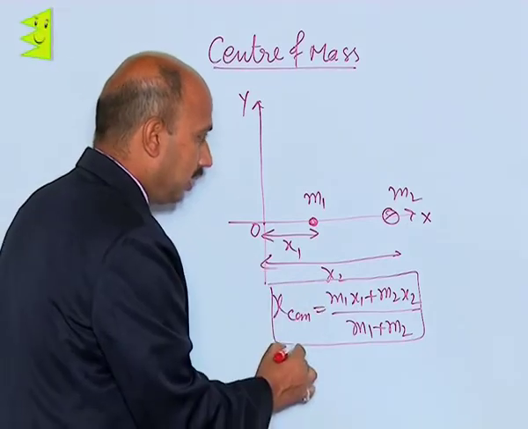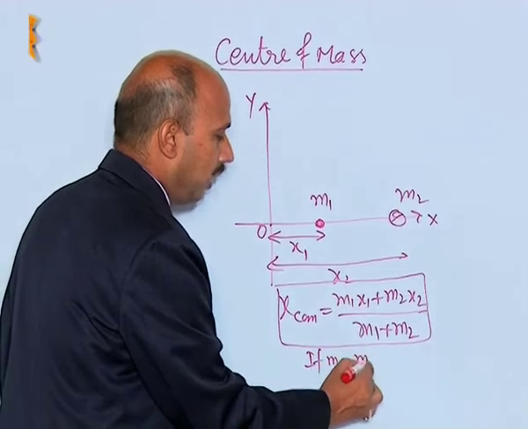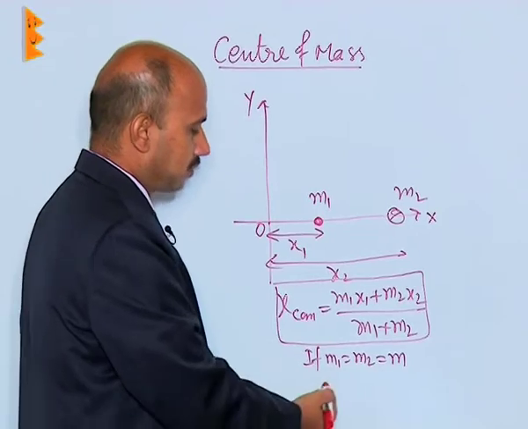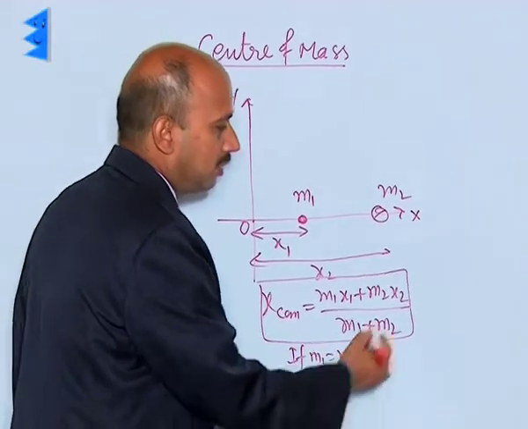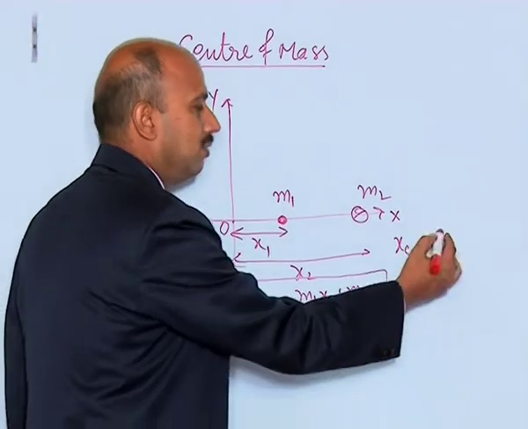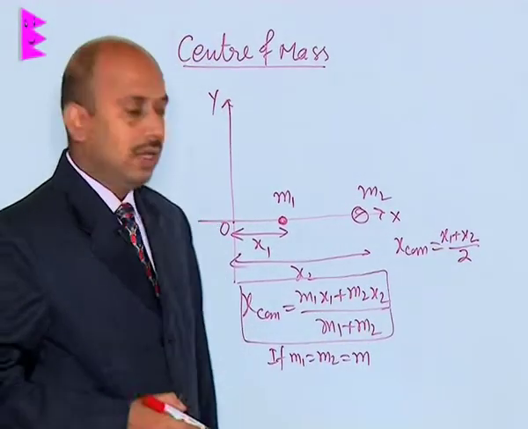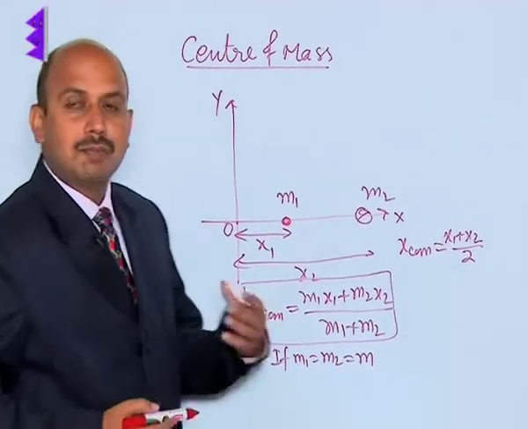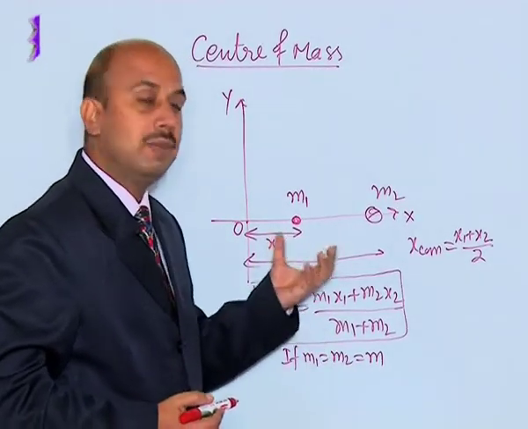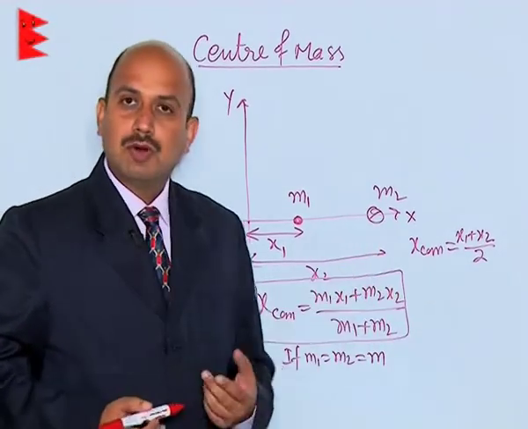Suppose you are taking m1 equal to m2 equal to m, then what will happen? We can write here xcom is equal to, the m will get cancelled, you will be getting x1 plus x2 divided by 2. If these two bodies have the same mass, then their center of mass is lying exactly midway, and that can be calculated by this formula.